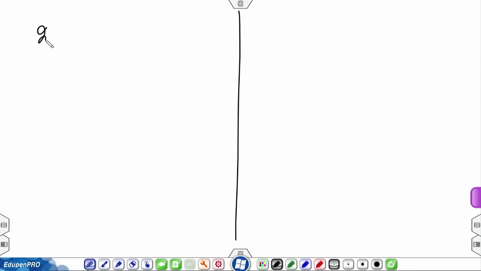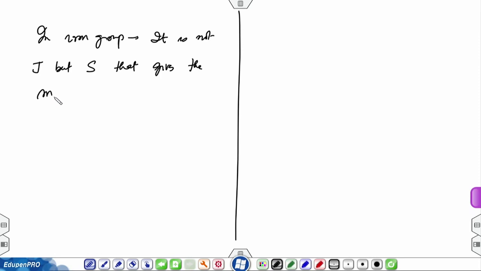In iron group, it is not J, but S that gives the magnetic response. Gs is 2. So, that is why the 2 is coming.